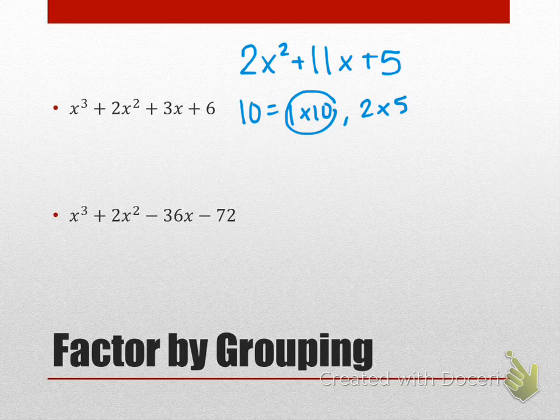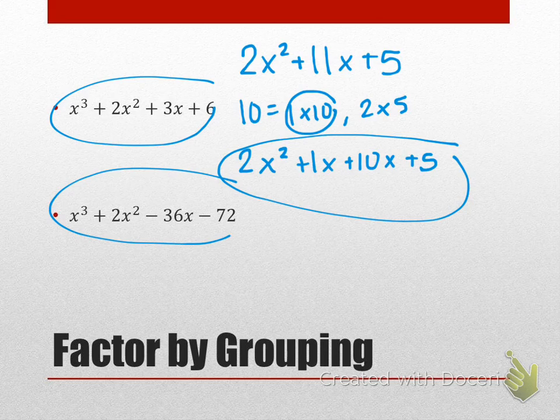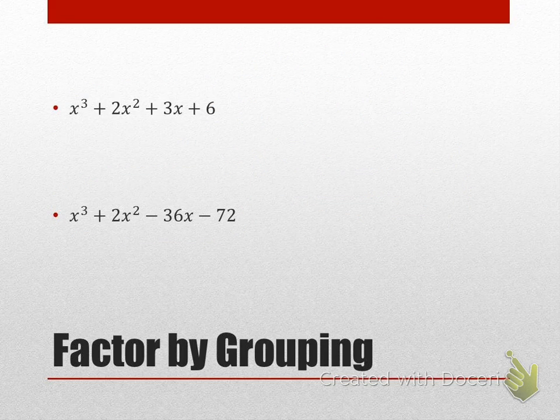All right, then we rewrite our problem. 2x squared plus 1x plus 10x plus 5. Then what we did from this step until the very final step is called factoring by grouping. So basically, all you're going to be doing in this problem and this problem is from this step on. They've already given you the 4 factors, okay? So let's go ahead and do that. So let's say that we've got our 4 factors. What would you do first in factoring by grouping? Anybody remember?